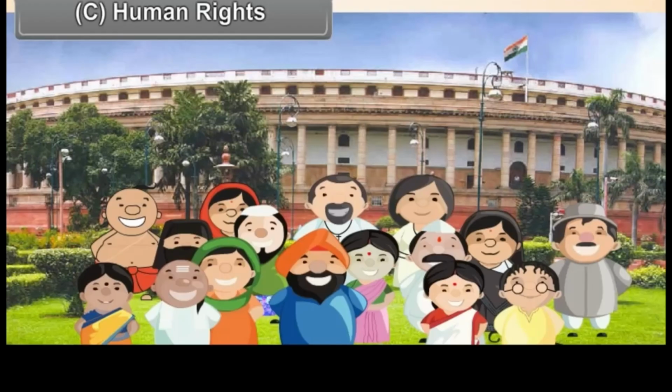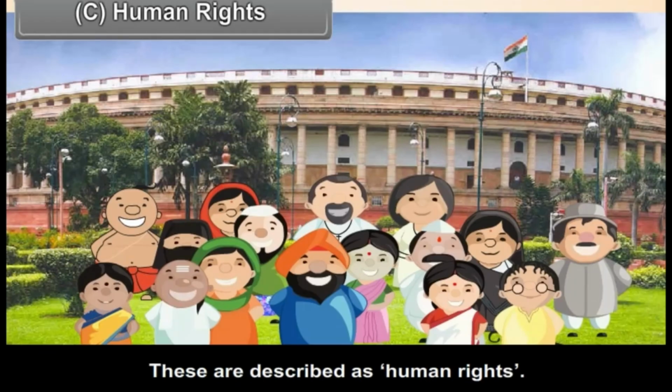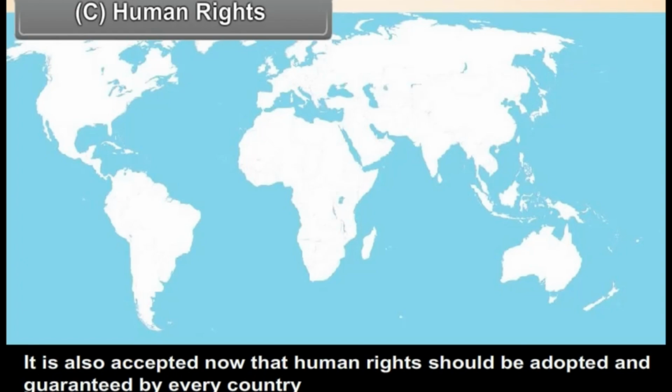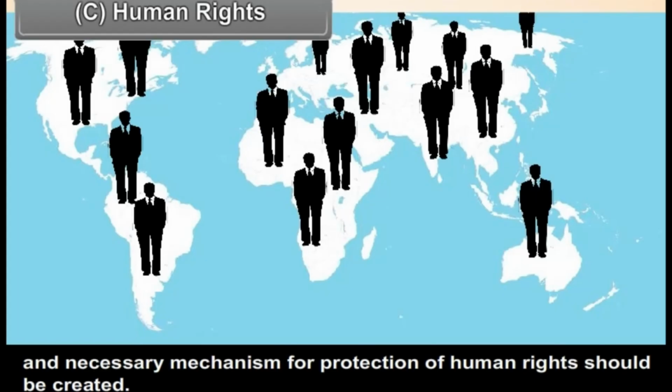C. Human rights. It is now internationally accepted that every human being has certain rights. These are described as human rights. It is also accepted now that human rights should be adopted and guaranteed by every country, and a necessary mechanism for protection of human rights should be created.